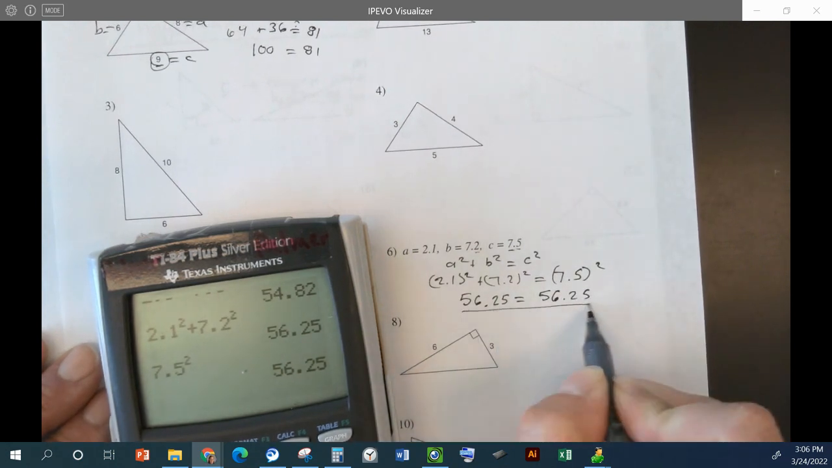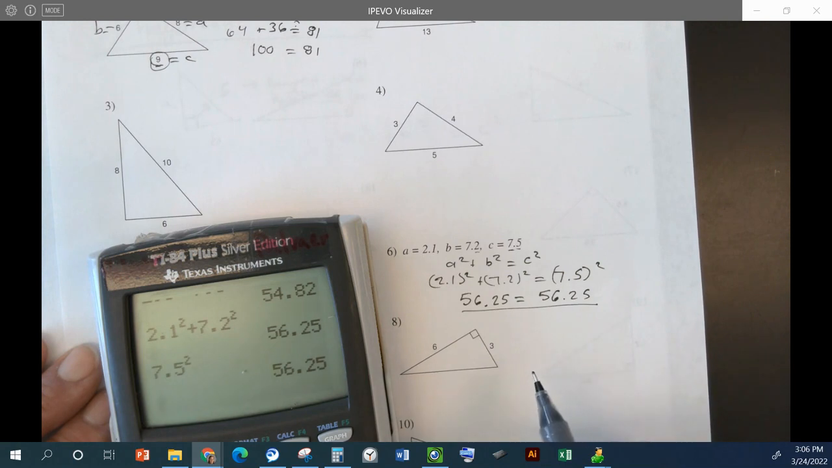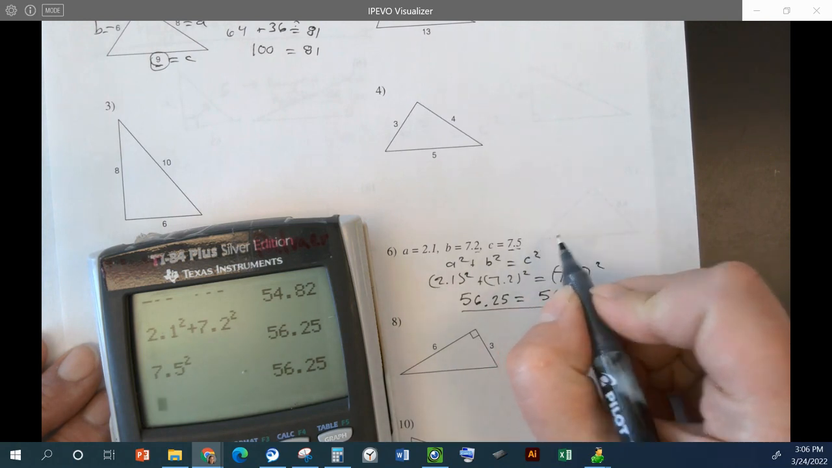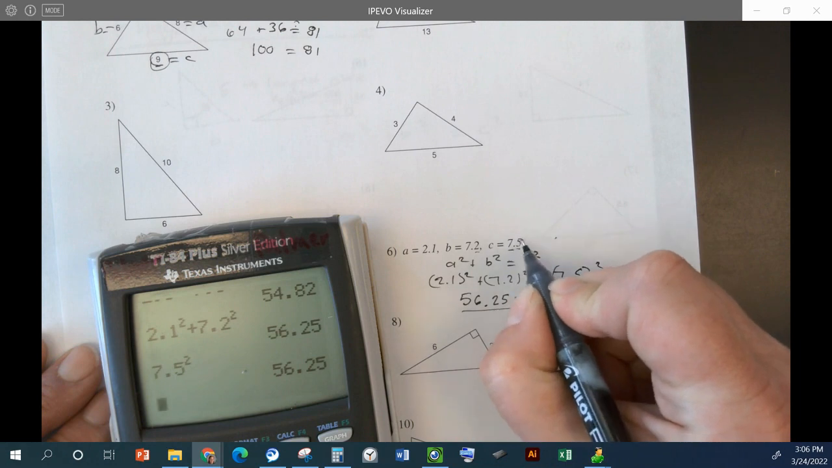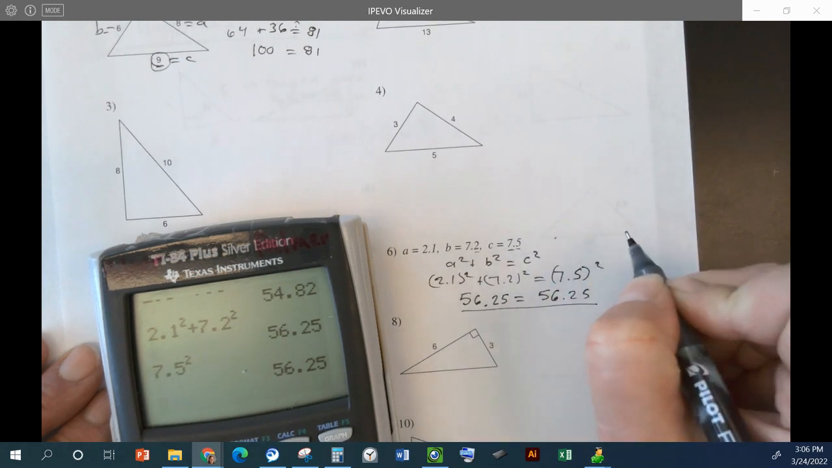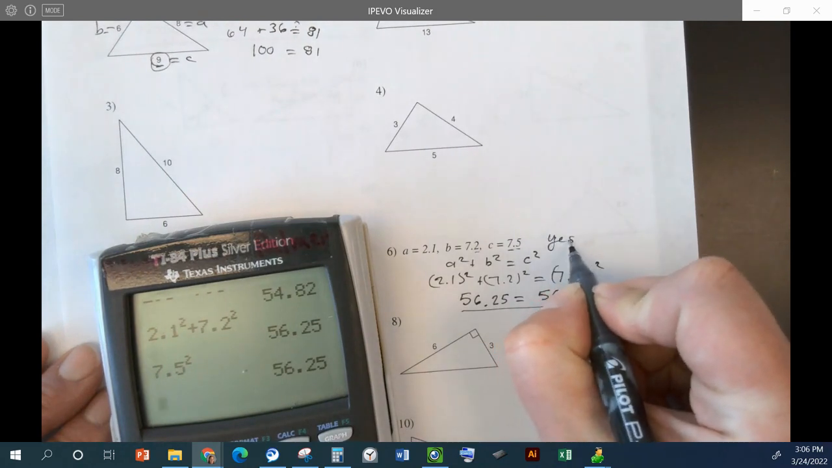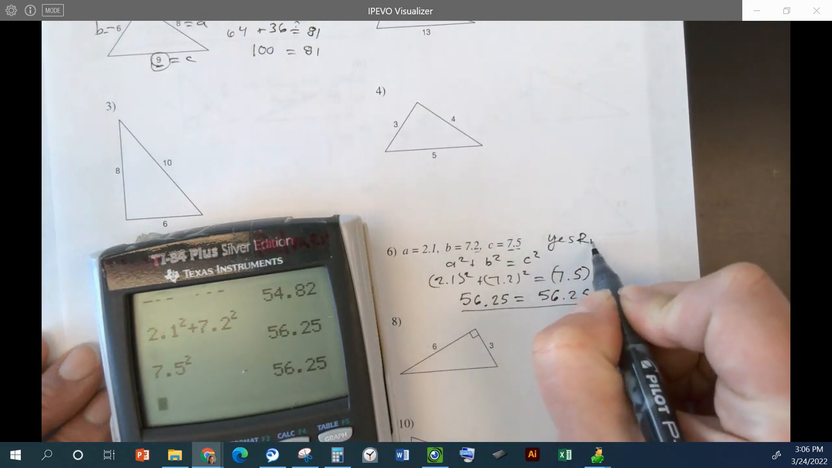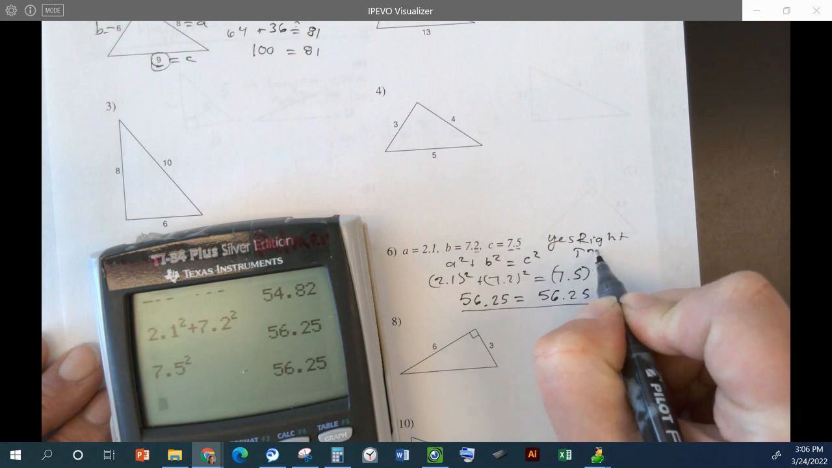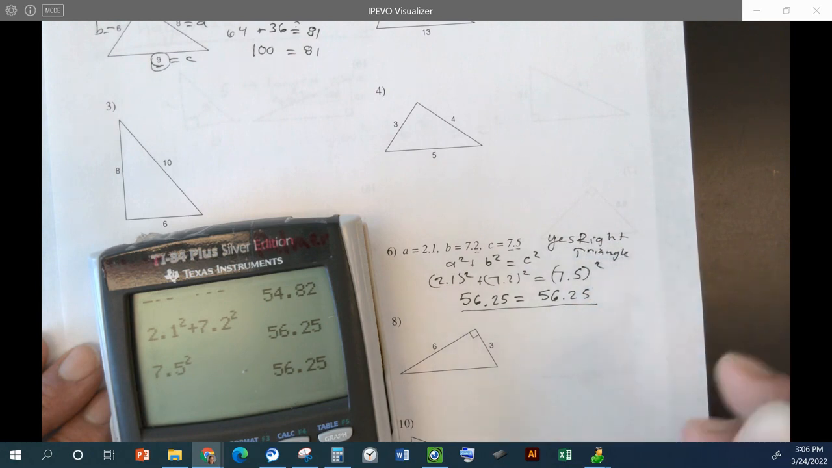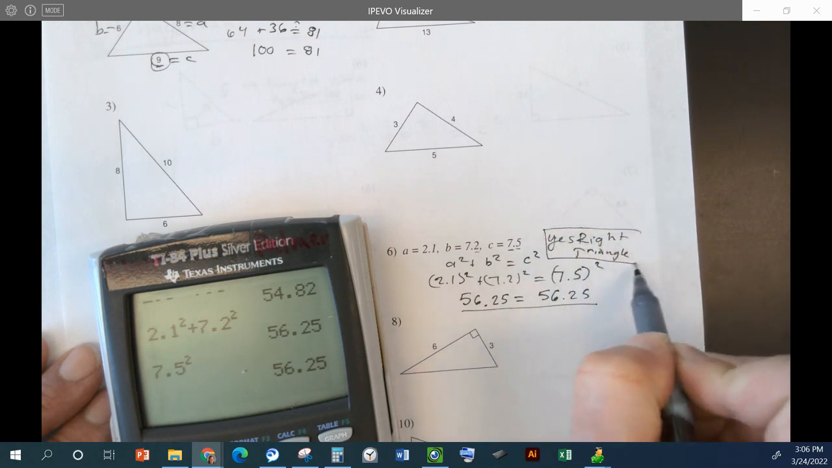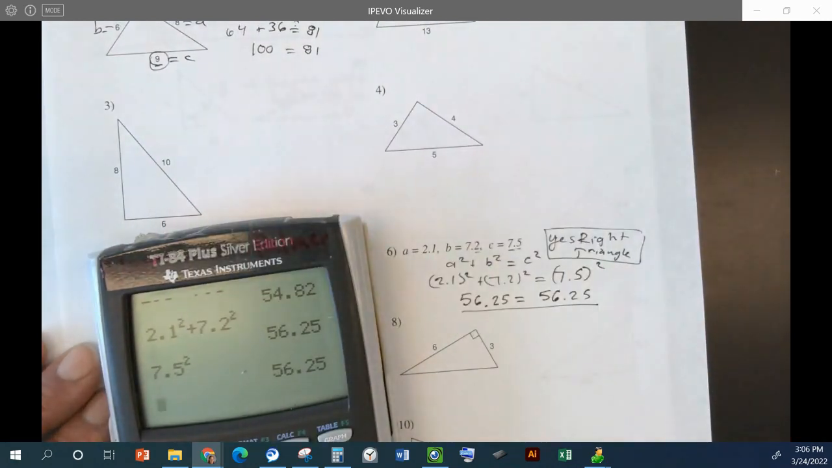So this is true. If the Pythagorean theorem is true, that means somewhere in this triangle there is a 90 across from our longest side. How should we say this? Do the lengths form a right triangle? Yes, this is a right triangle. Okay, that's the other thing. A right triangle just means there's a 90-degree angle in the triangle.